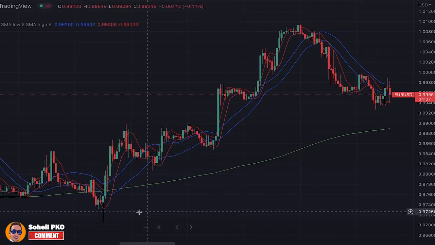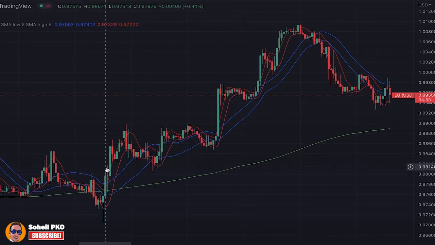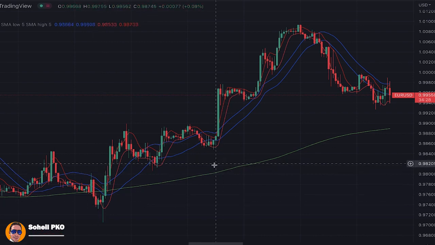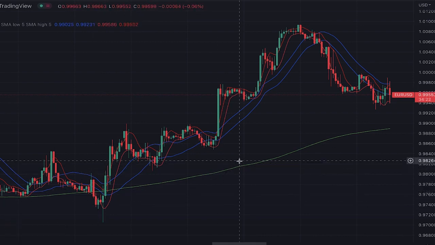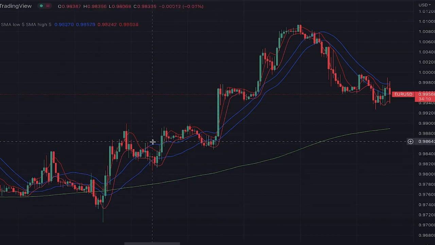The green moving average, the moving average with length of 200, helps us with the direction of the market. Generally, when the price is above this moving average, the market is considered to be in an uptrend, and when the price is below this moving average line, the market is considered to be in a downtrend. So we try to take the signals that are in the direction of the major trend of the market.